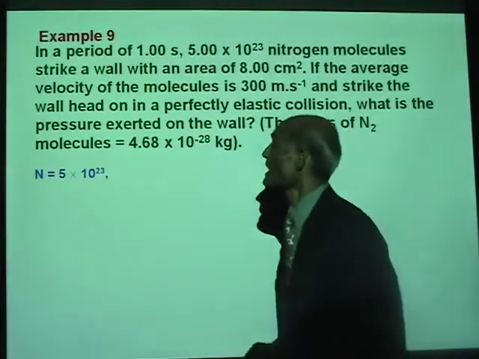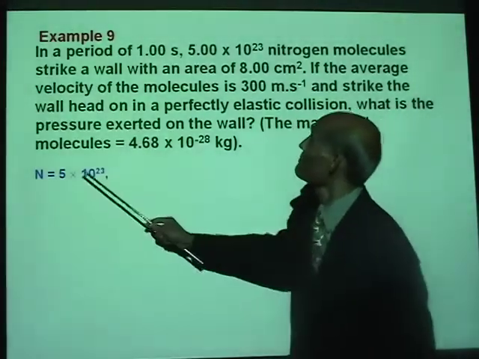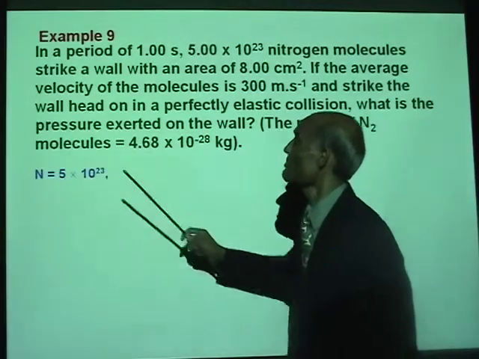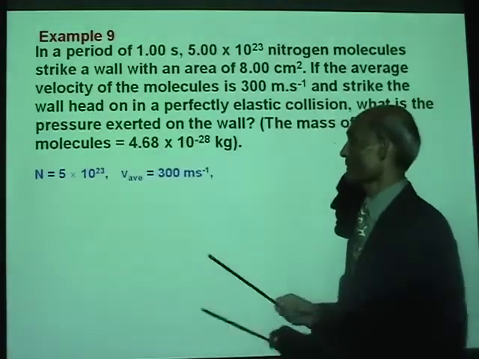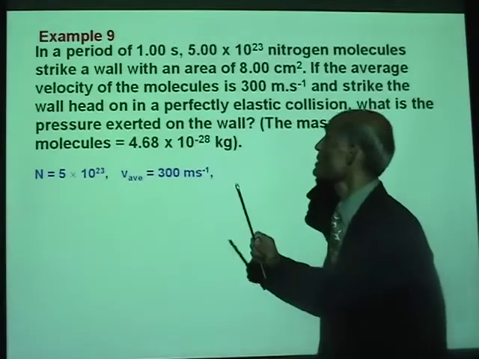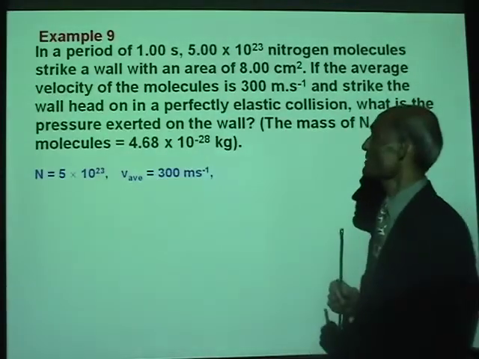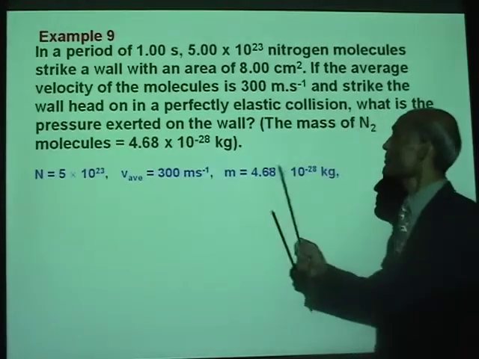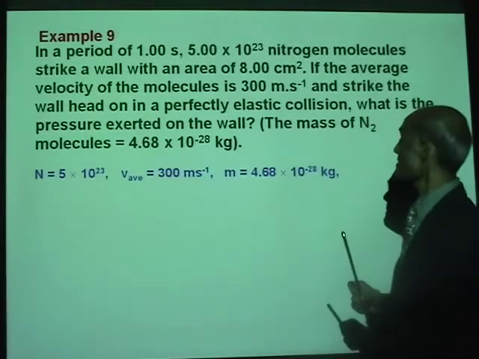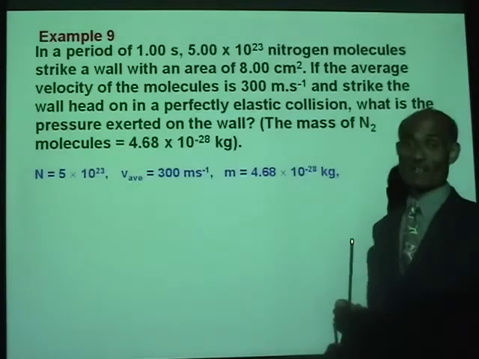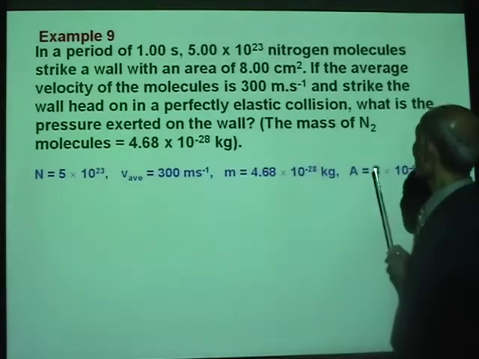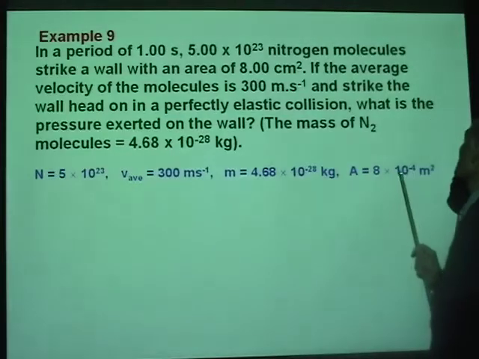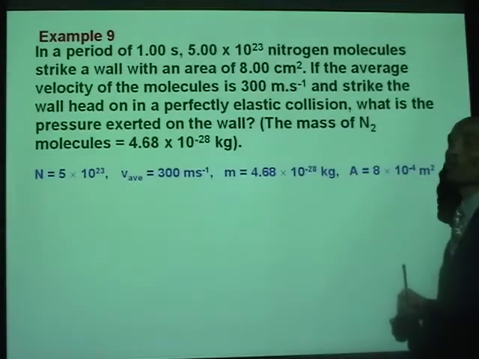Alright? We got N, the total number of molecules, is 5 times 10 to the power of 23. The average velocity, V average, is 300 meters per second. The mass of one molecule is 4.68 times 10 to the negative 28 kilogram. And the area on which these molecules hit is 8 times 10 to the negative 4 meters squared.